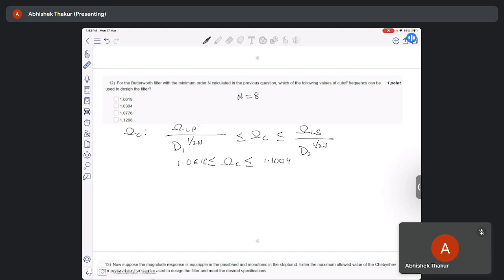So we have to find which of the following values of cutoff frequency can be used to design the filter. 1.0619 can be used because it lies between the limits 1.0616 and 1.1004. 1.03 does not lie in the limit. Now again 1.07 can be used and 1.12 also does not lie. So which are the correct options? That is option A and option C.